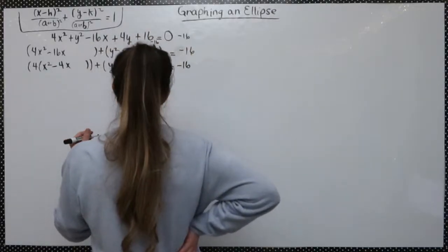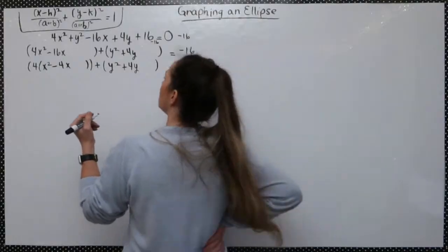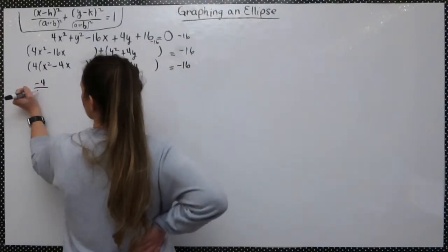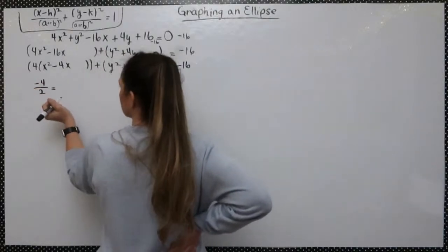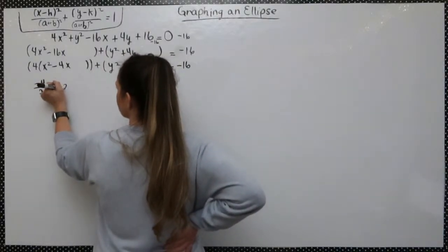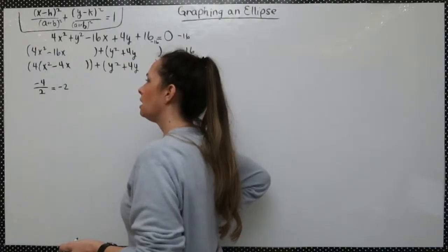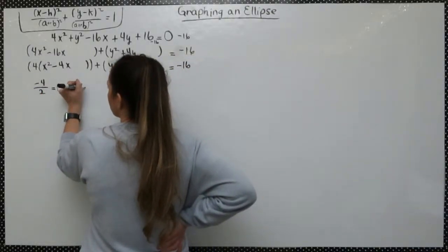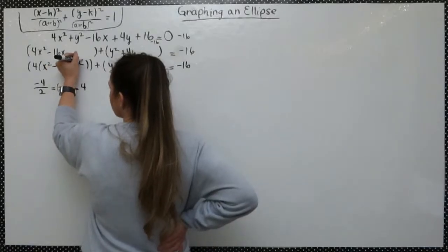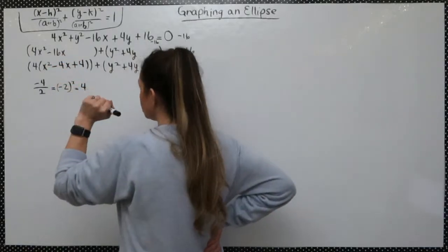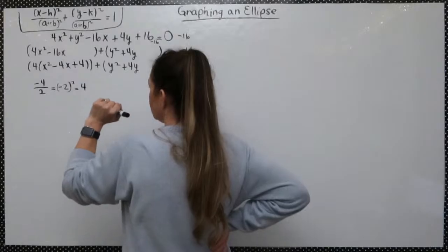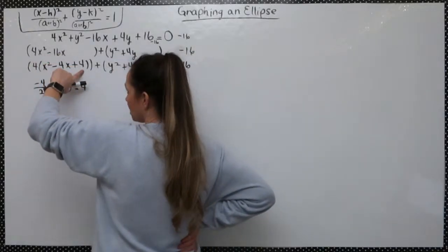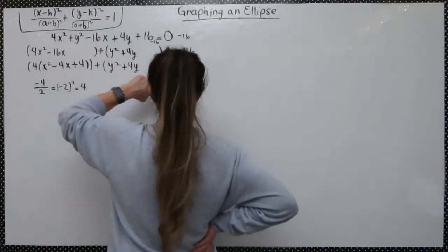All right, so now for the completing the square method, we're taking that middle term, negative 4, and we're going to divide it by 2. And that's going to give me negative 2. And then I'm going to square that number. It's going to give me a positive 4. And I'm going to add it here, and I'm going to multiply it by 4 before I add it here.